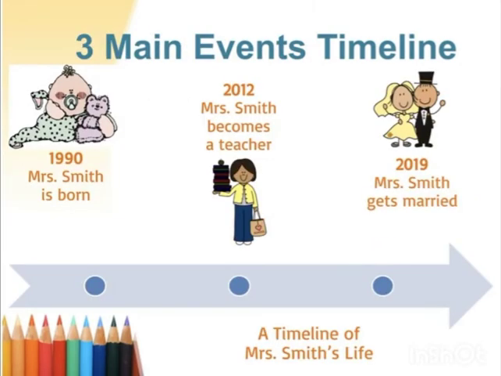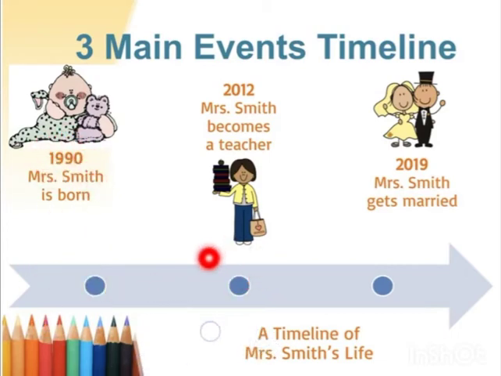Then there is a three main events timeline, in which the main events of a person's life are recorded. Now this is a timeline of Mrs. Smith. Now what is the main event here? What happened? She is born. When did it happen? In 1990.